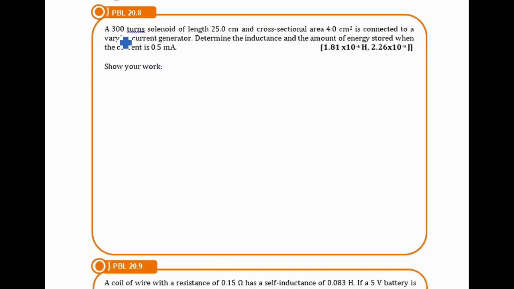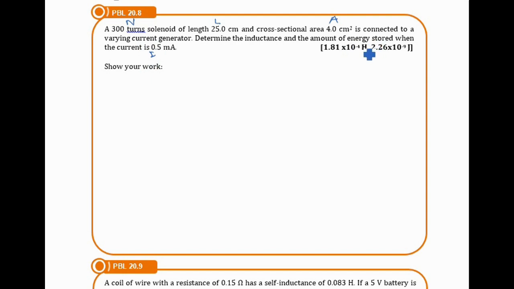Okay, PBL 20.8. A 300 turn solenoid of length 25 cm and cross-sectional area 4 cm squared is connected to a varying current generator. Determine the inductance and the amount of energy stored when the current is 0.5 milliampere. So it gives the number of turns of the solenoid, the length 25 cm, the cross-sectional area 4 cm squared, and what else? Current. So what does it want? The amount of energy stored.